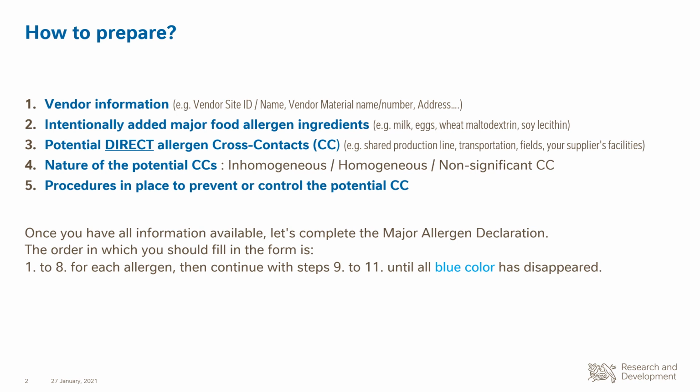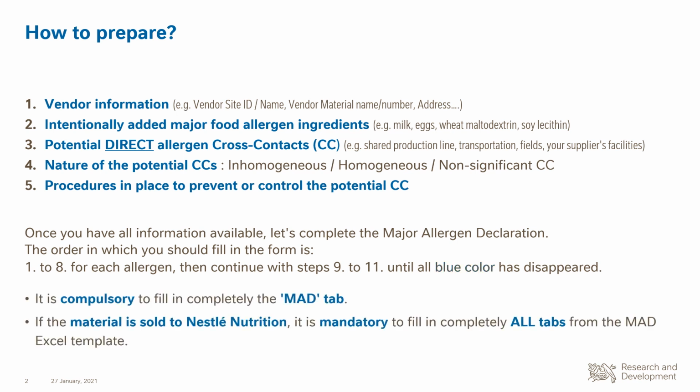The order in which you should fill in the form is 1 to 8 for each allergen, then continue with steps 9 to 11 until all blue color has disappeared. It is compulsory to fill in completely the MAD tab. Other tabs, for instance the additional USA allergen tab, are optional. If the material is sold to Nestlé Nutrition, it is mandatory to fill in completely all tabs from the MAD Excel template.